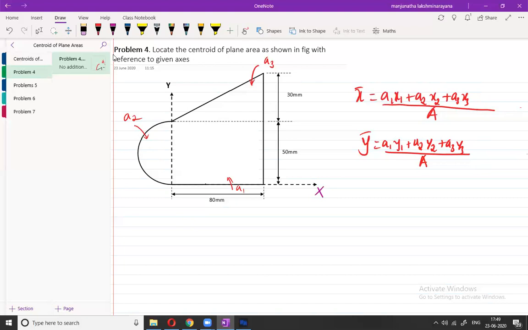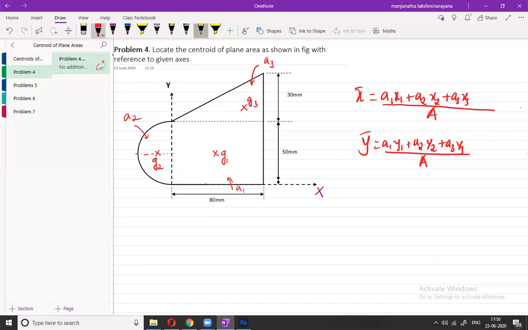Now, let us consider the centroid of this rectangle as G1. We know that the centroid of a semicircle will lie on the axis of symmetry of that semicircle. Let G2 be the centroid of that semicircle. And for this right angle triangle, we know that the centroid will lie over here, on the base side of the triangle. Let this be G3. Right.